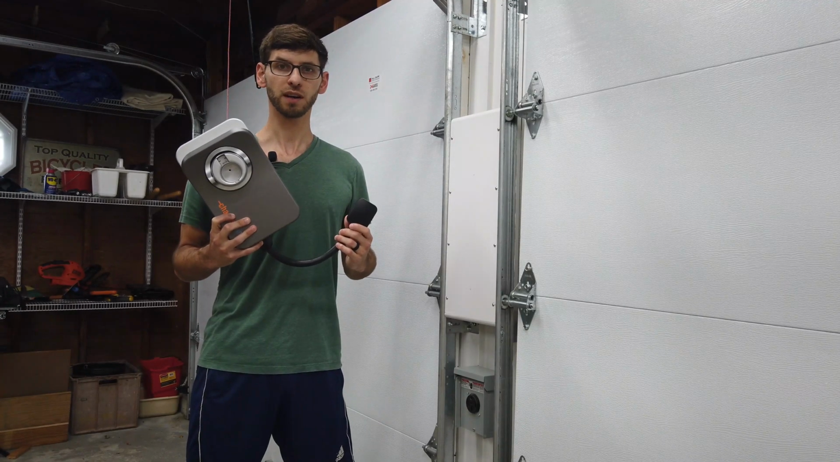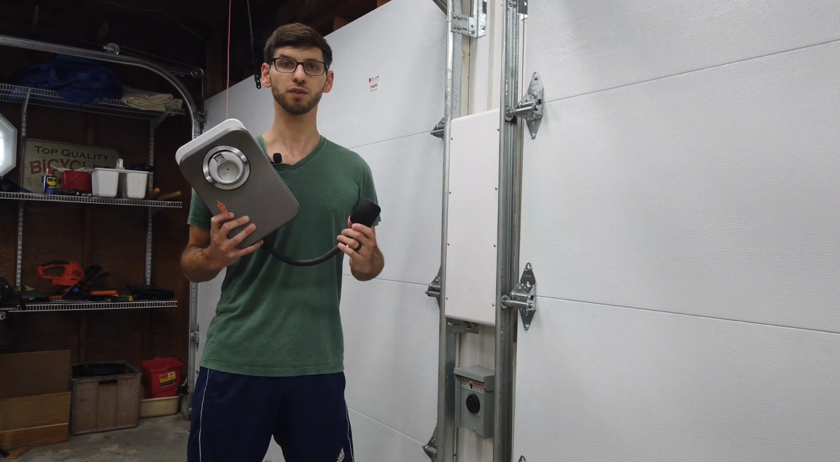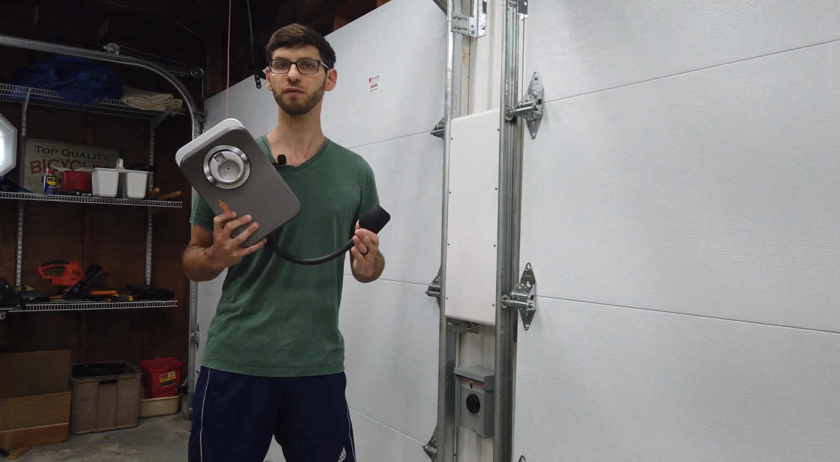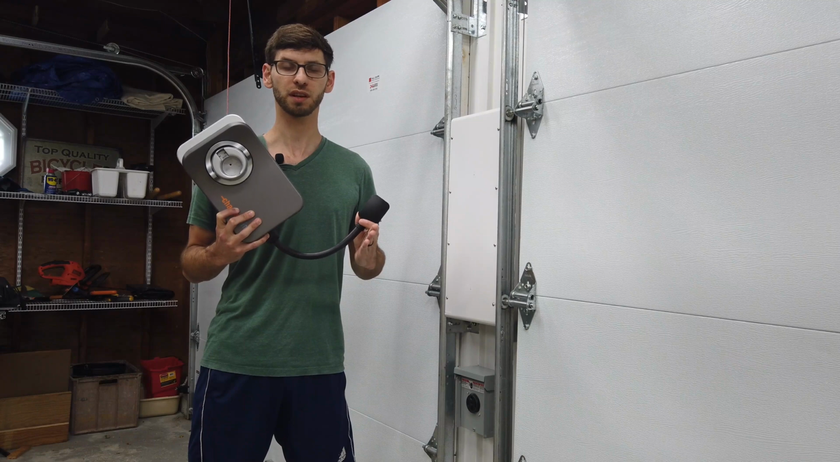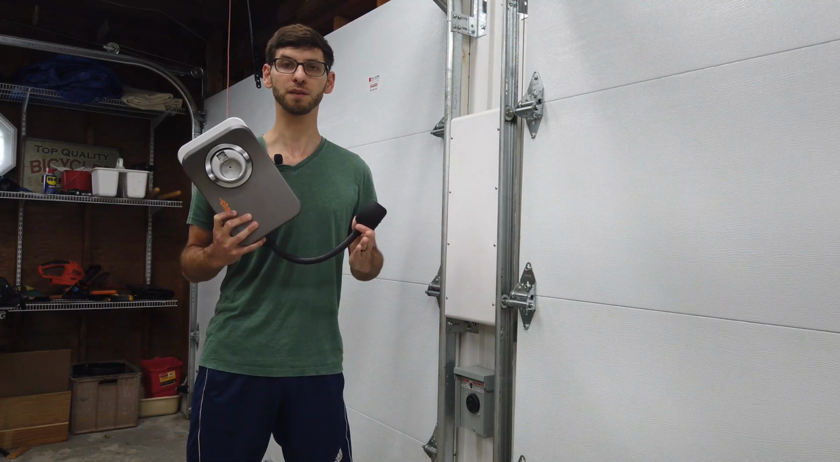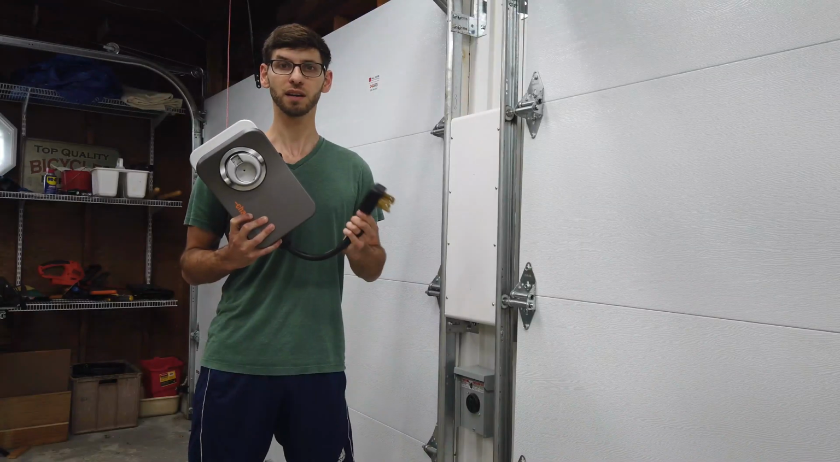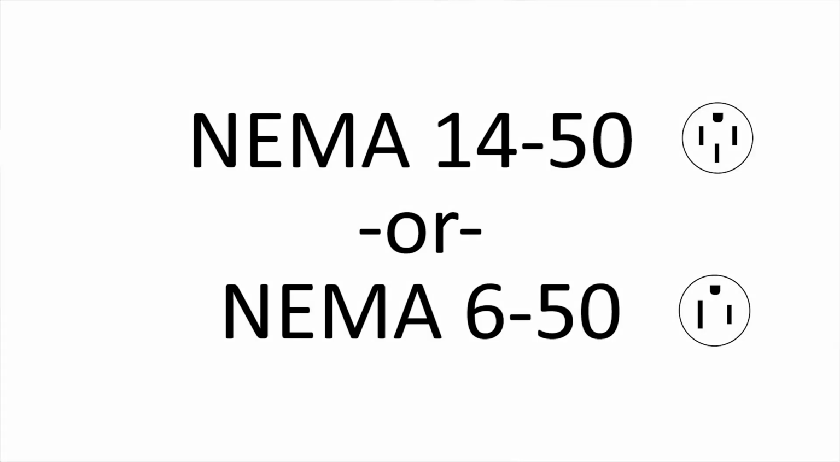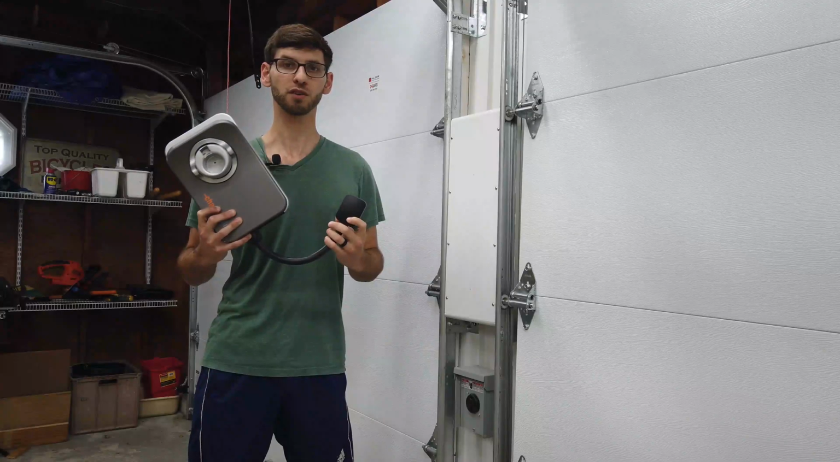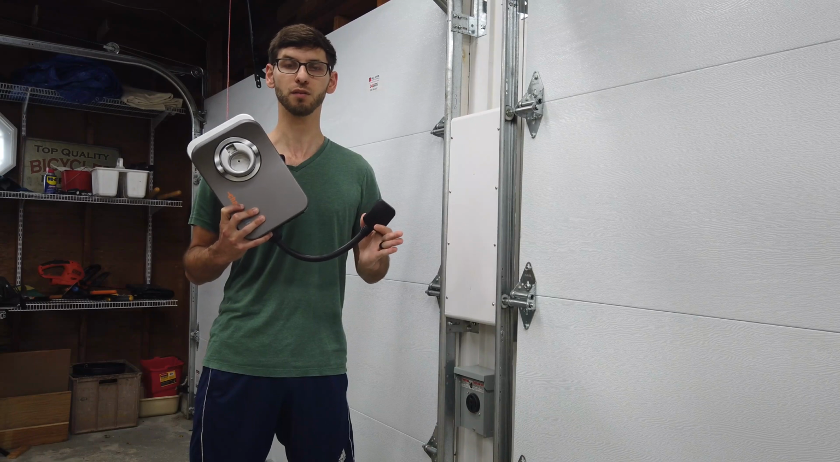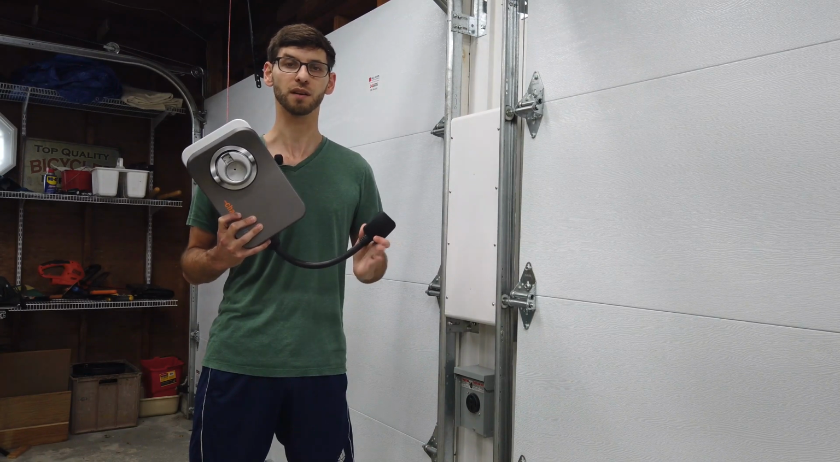The ChargePoint Home Flex is considered a level 2 home charger that charges at 240 volts, and the amperage is configurable in the mobile app up to 50 amps. The plug is either a NEMA 14-50 or NEMA 6-50 plug, and you have the option when you're purchasing it for either, depending on your home setup and your electrical network.